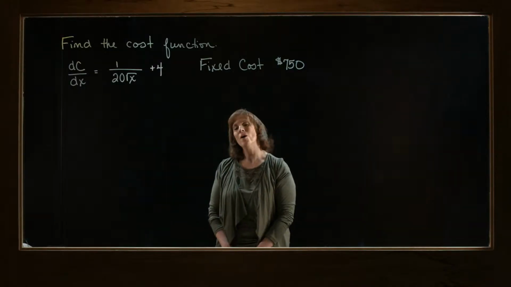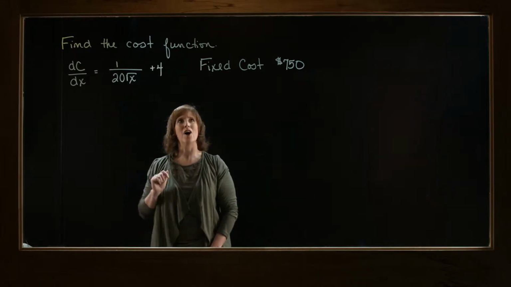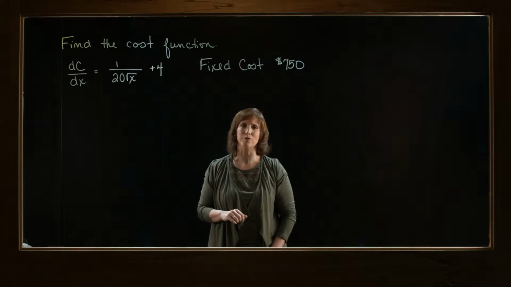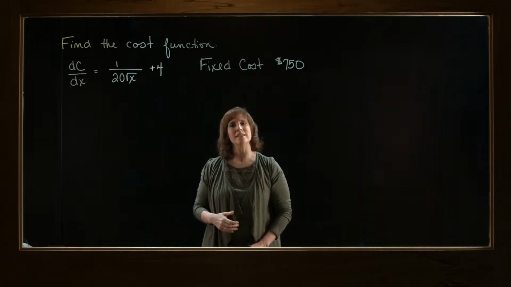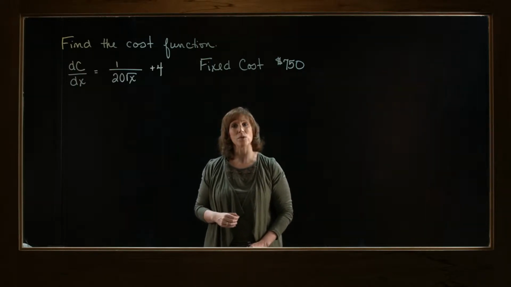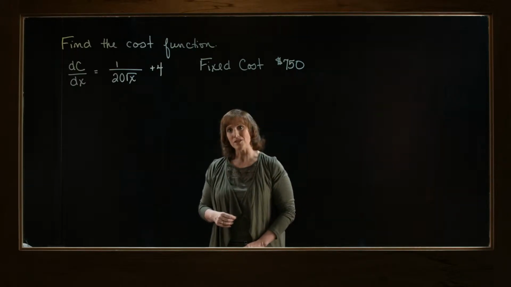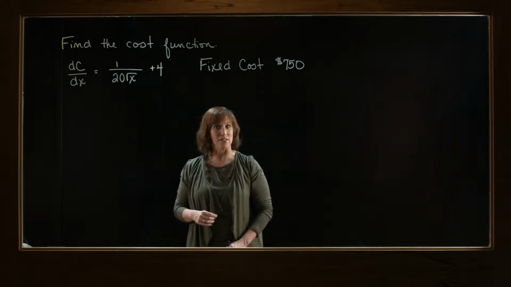Hi, I'm Cheryl Leach. In this problem, we're asked to find the cost function when we're given the marginal cost, and we're also told that the fixed cost is $750. Well, this particular problem is worded as an application problem. However, what is the mathematical process that we need to solve the problem? What we're really being asked to do is to solve a differential equation with an initial condition.